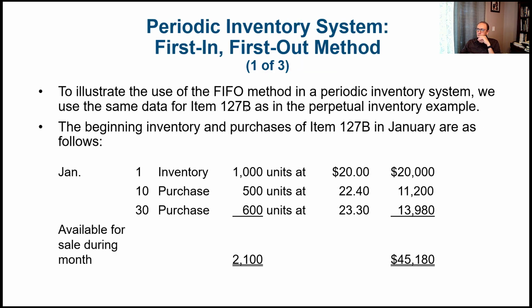Assume we're using the FIFO method in a periodic inventory system. We use the same data for item 127B as in the perpetual inventory system. The beginning inventory was as follows. We had on January 1st 1,000 units. On the 10th we purchased 500 units. On the 30th we purchased another 600 units. And this is what's available for the month. If you add these three numbers, that's 2,100.